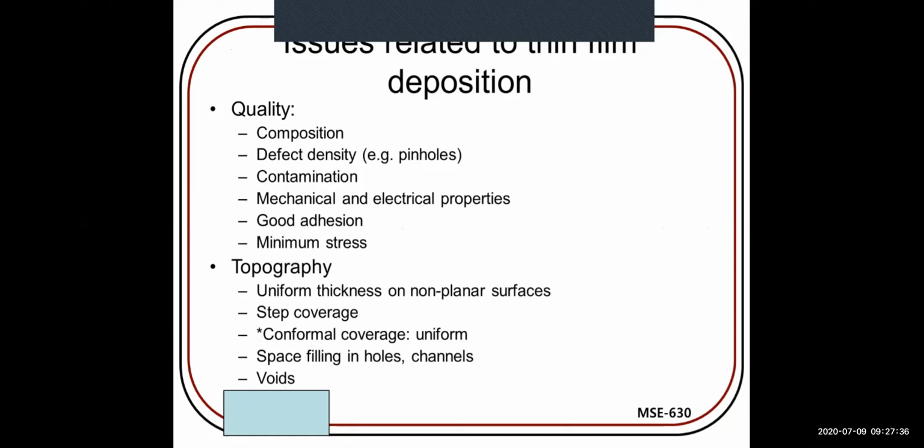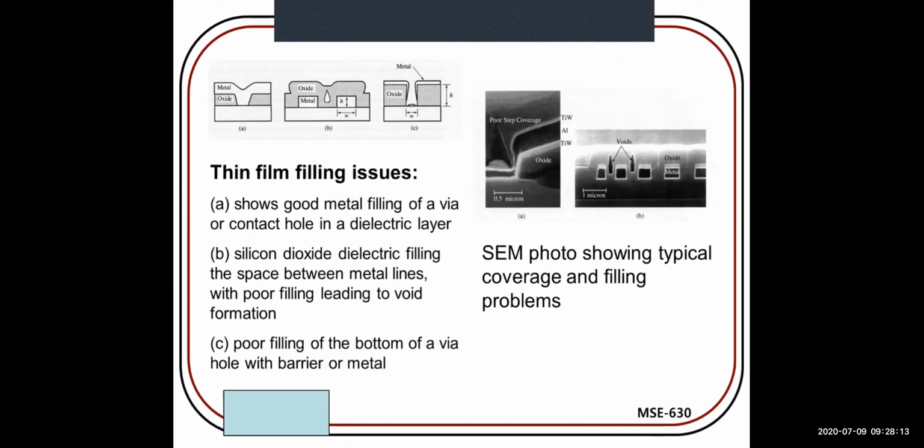The issues related to thin film deposition are, first of all, the quality. Composition, defect density or pinholes, contamination, and mechanical and electrical properties are affected by these. For the quality of the thin film, good adhesion and minimum stress are required. For topography, you need uniform thickness on non-planar surfaces, step coverage, conformal coverage, and space filling in holes, channels, voids, etc. These are the things that should be covered while depositing thin films.